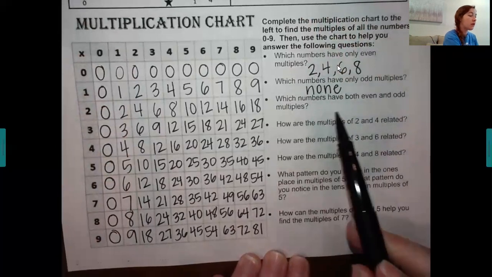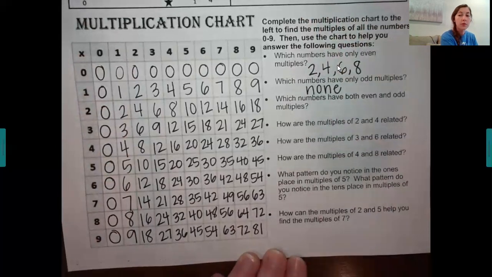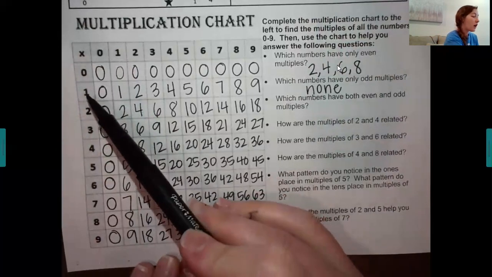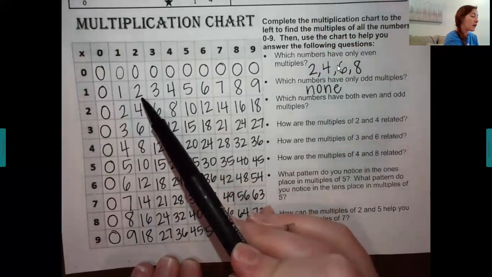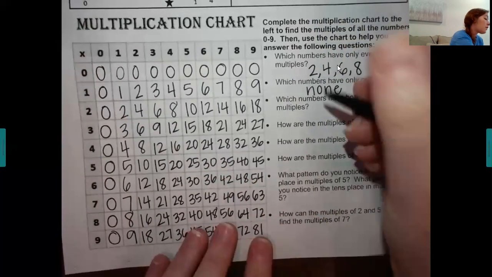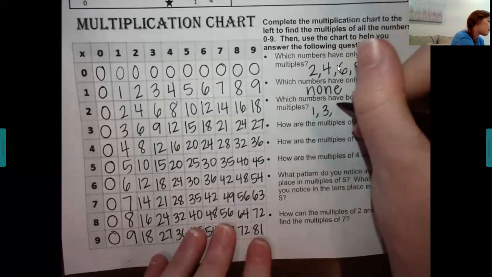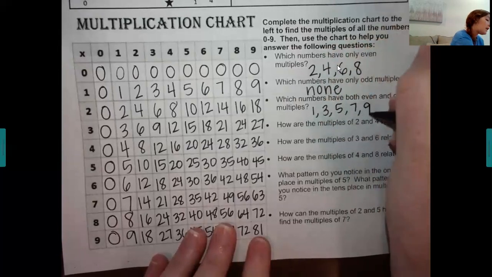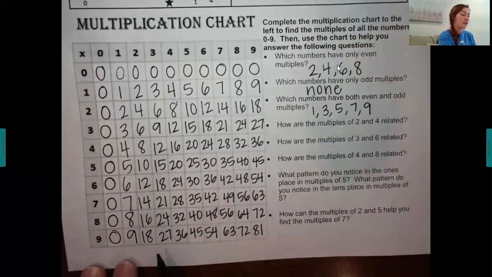So then which numbers have both even and odd multiples? Well, that's going to be all of your odd numbers, because anytime an odd number is multiplied by an even number, it becomes an even number. It starts to have a pair. So that's 1, 3, 5, 7, and 9. And you can go back through and check to see that we have this odd-even pattern all the way through. Now it asks us, how are the multiples of 2 and 4 related?